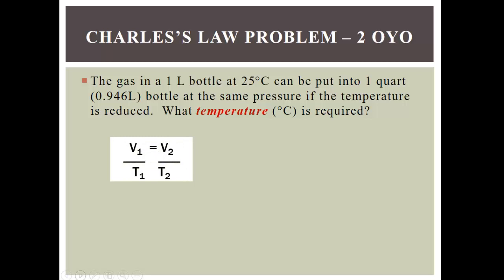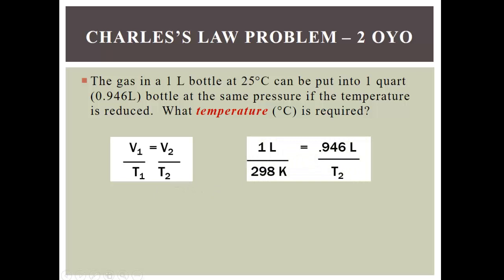Alright, so once again, there's our basic equation. We're going to plug our numbers in. Once again, we're given 25 degrees Celsius, so we got to change that. And this time we're solving for T2. So we put our numbers in here. To get T2 by itself is a little more difficult, right? We got to move it over to the other side. But now we got to get rid of 1 liter, so we're going to divide 0.946 by 1 liter and then also multiply by 298.